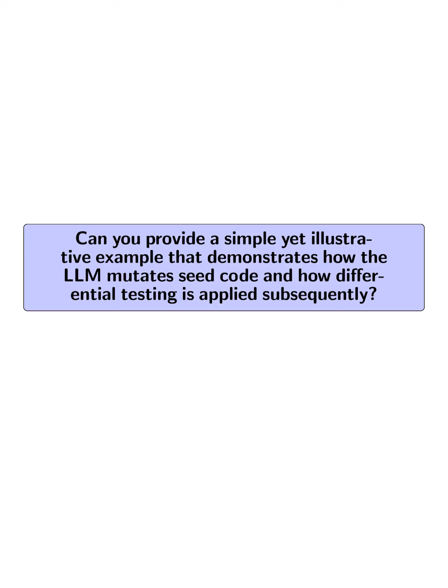Can you provide a simple yet illustrative example that demonstrates how the LLM mutates seed code and how differential testing is applied subsequently?